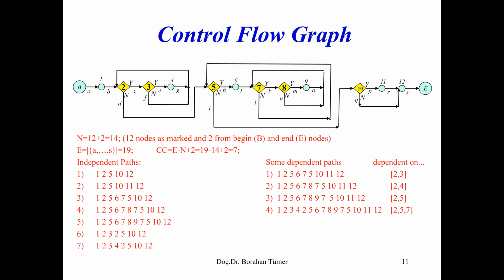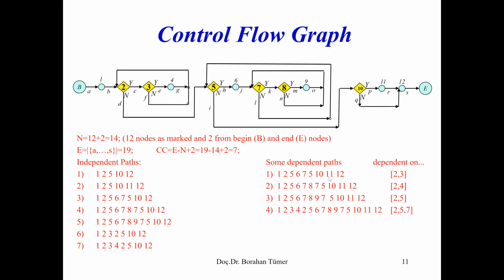Each of these 7 ones, and I also have for you some dependent paths and how they can be shown, by which independent paths they may be shown. For example, 1 to 5, 6, 7, 5, 10, 11, 12 can be shown using this one and this one.